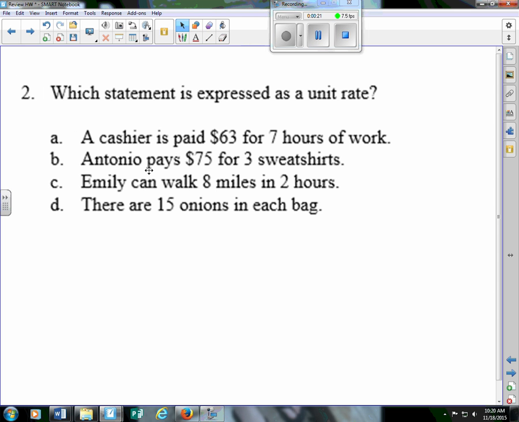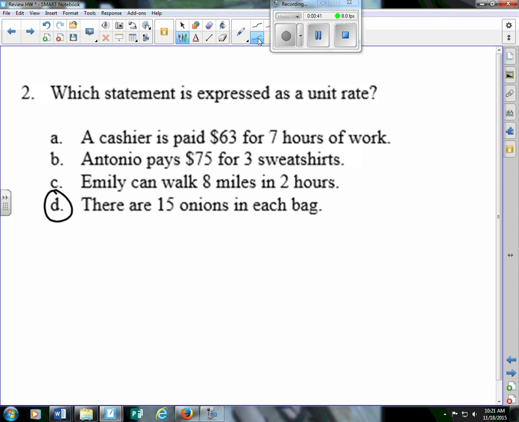Number 2, which statement is expressed as a unit rate? Again, unit rates are always out of 1. If you look at it, this is 7 hours of work for $63, 75 to 3, 8 to 2. And the last one is 15 in each bag. So that's going to be 15 over 1, and that's going to be our answer.